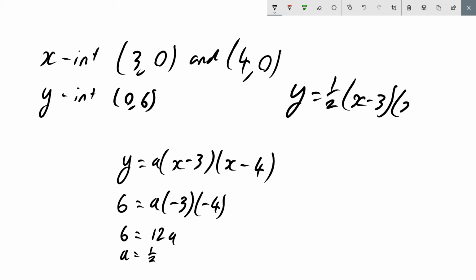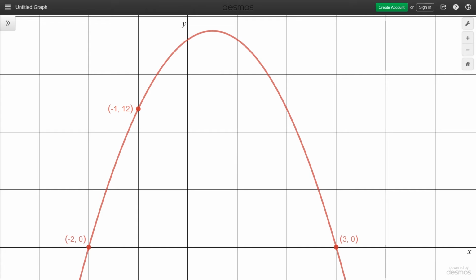So now we can say that our final answer is y equals 1 half of x minus 3, x minus 4. For this next graph, we know the two x-intercepts, and we don't have the y-intercept, but we do have a point that it goes through. So with this information, we can find out what the equation is.